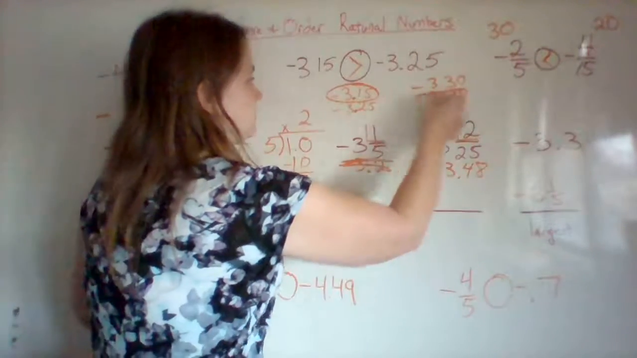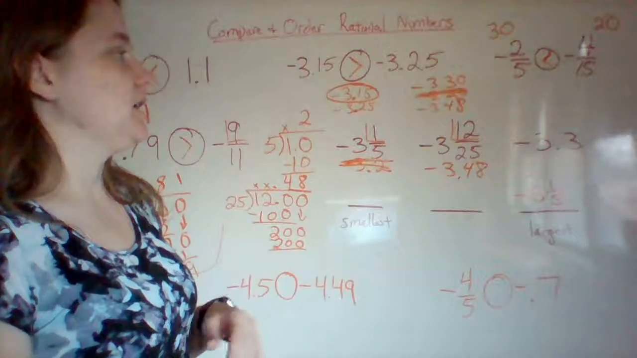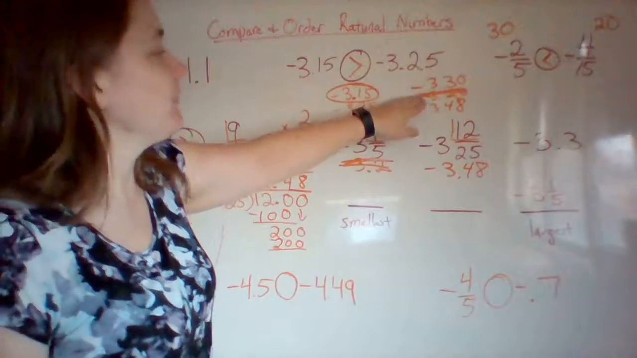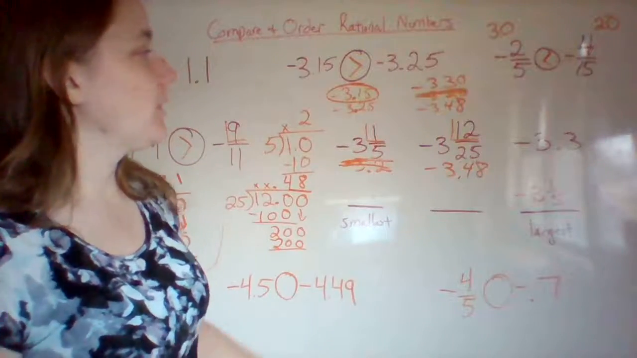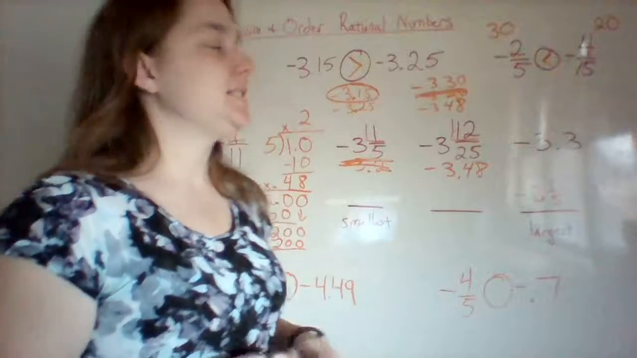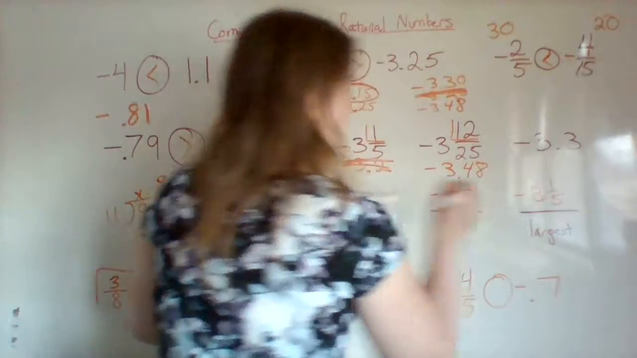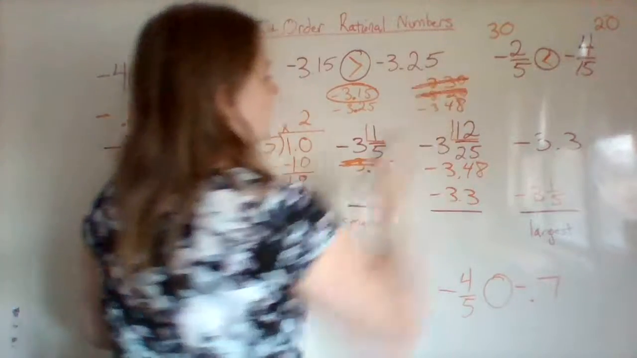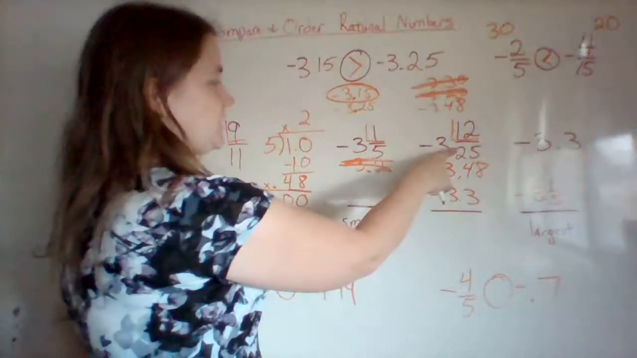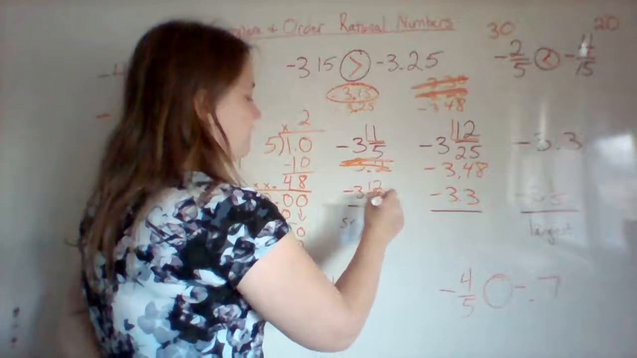Now I'm done with that. Get rid of it. Now I have to find my next largest number. My next largest number is negative 3.30. I don't have to do anything with this because it was already a decimal before. So I'm going to put negative 3.3. Then my last number is negative 3.48, which as the fraction was negative 3 12 over 25.